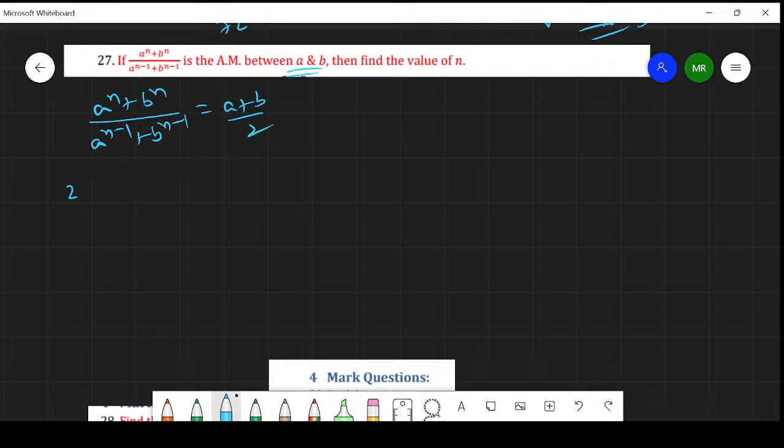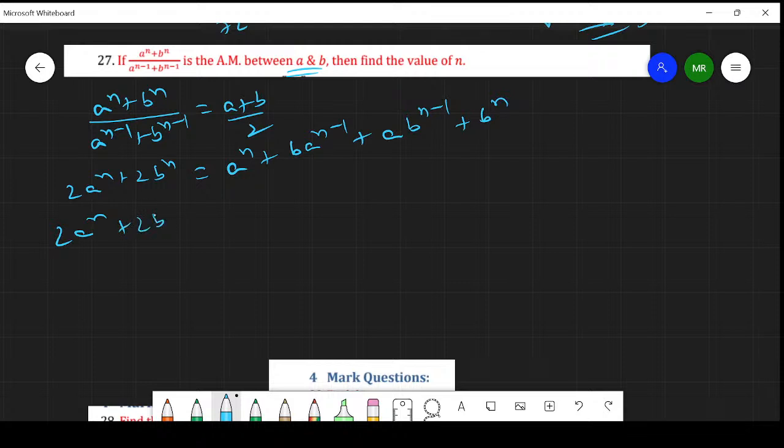If you do cross multiplication, 2a^n, 2b^n, you multiply this one, a^(n-1) into a. Like a^(n-1) into a, it will become a^n. You will get plus b into a^(n-1). Multiply with b, a into b^(n-1), plus b^(n-1) into b. So b^(n-1) times b will become b^n. Correct?